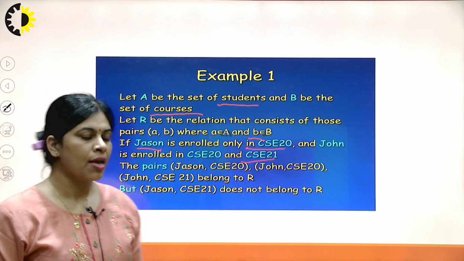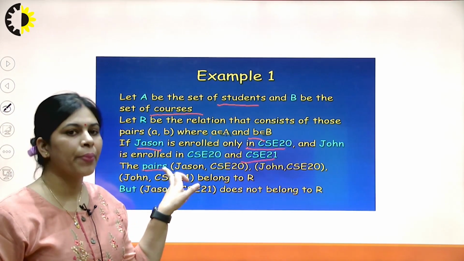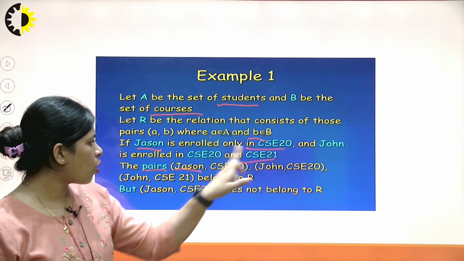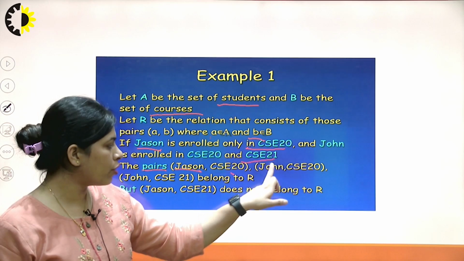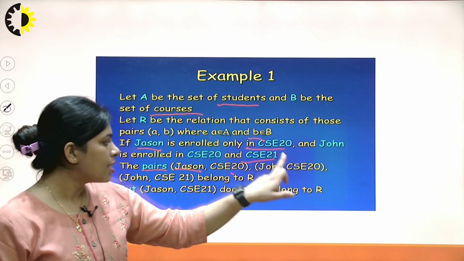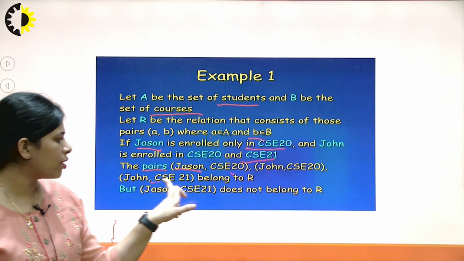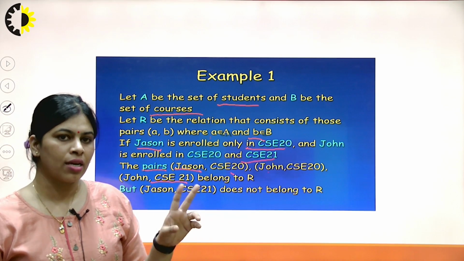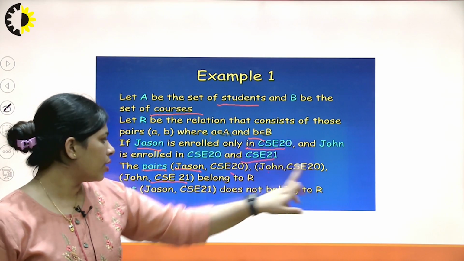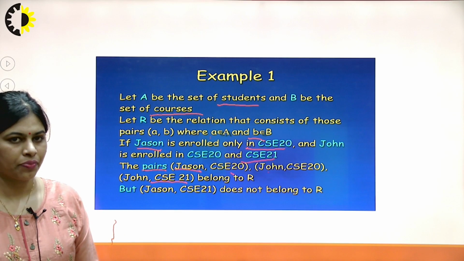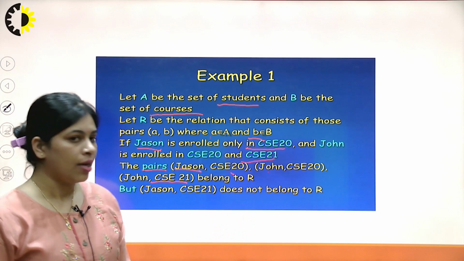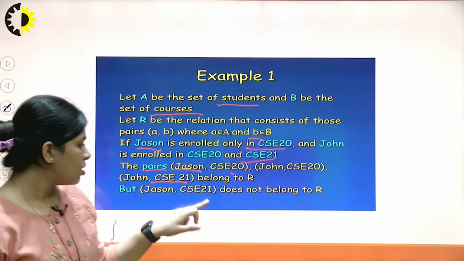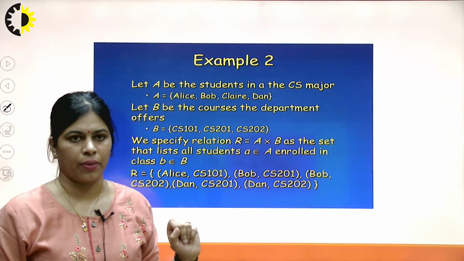The pair means the ordered pair which consists of elements of the sets. Jason belongs to CSE 20 and John also belongs to CSE 20, and John also belongs to CSE 21. Means John is an element which belongs to two sets, CSE 20 and CSE 21. That belongs to R. But (Jason, CSE 21) does not belong to R. Means Jason belongs only to set 1.